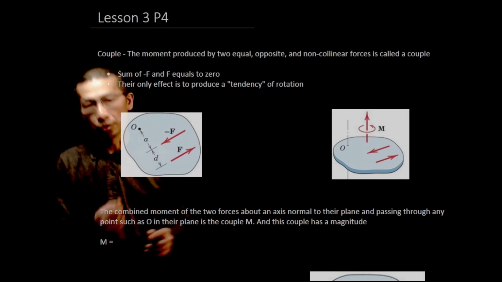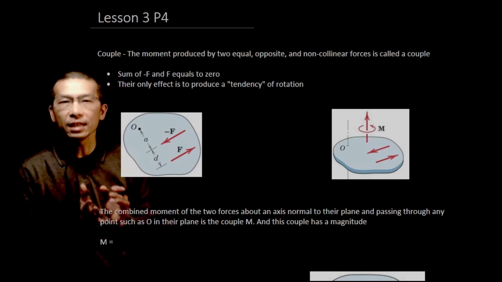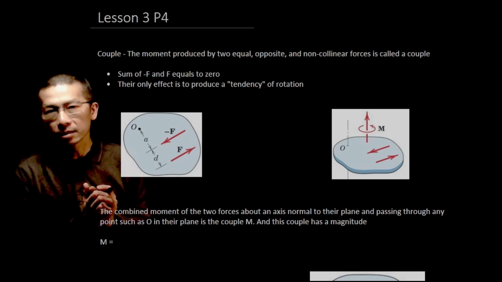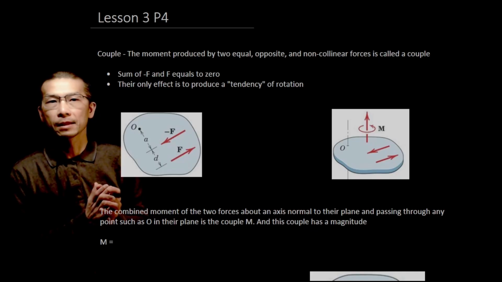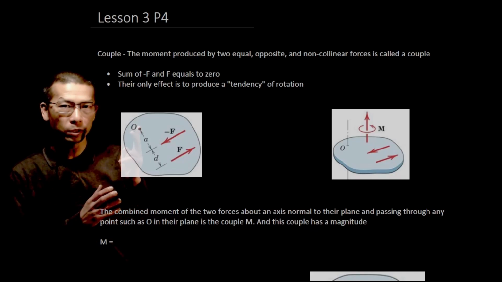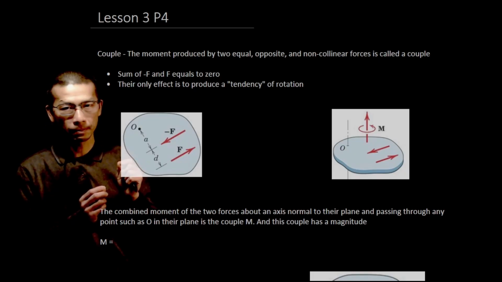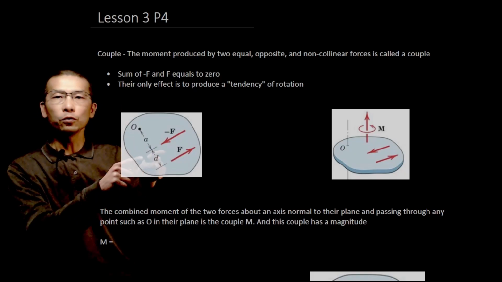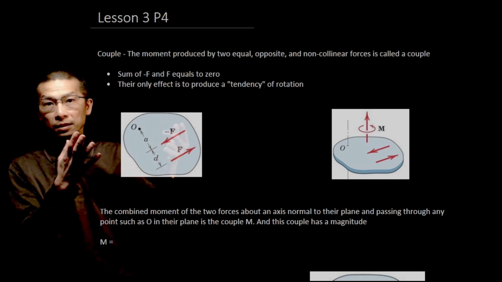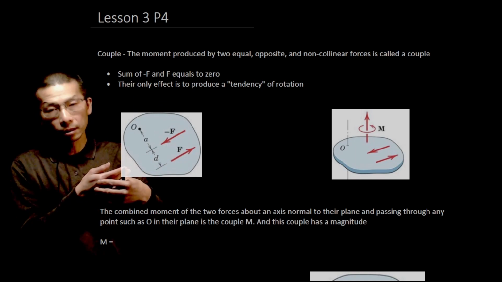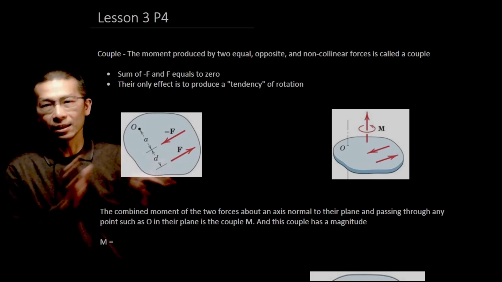Next, we have couple. A couple is a spatial moment produced by two equal and opposite non-collinear forces. So two forces produce a pure moment. You can think of it as just pure moment. In this case, two forces F and minus F, the sum of the forces, because they are equal in opposite directions, therefore in the line of actions, the forces cancel out.